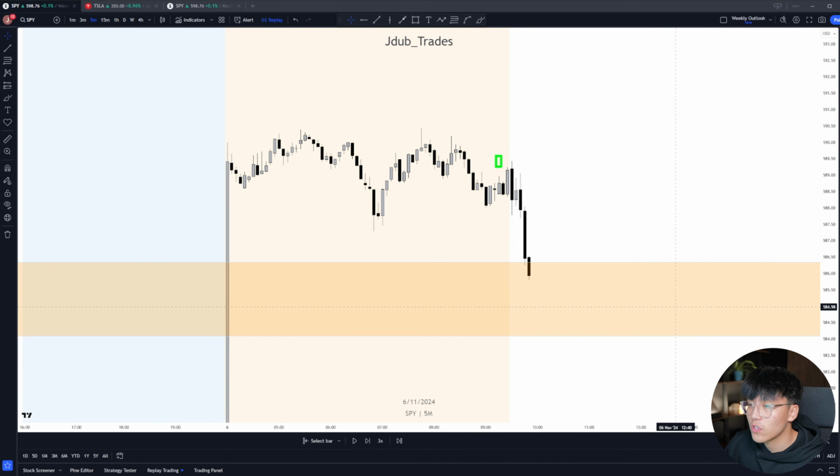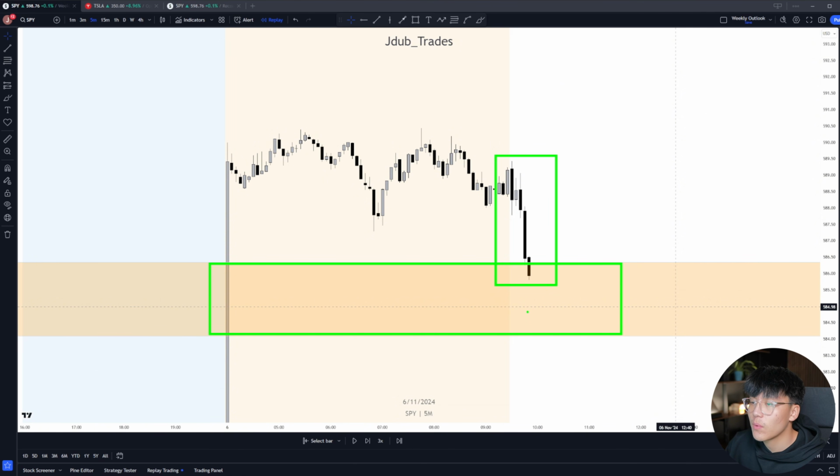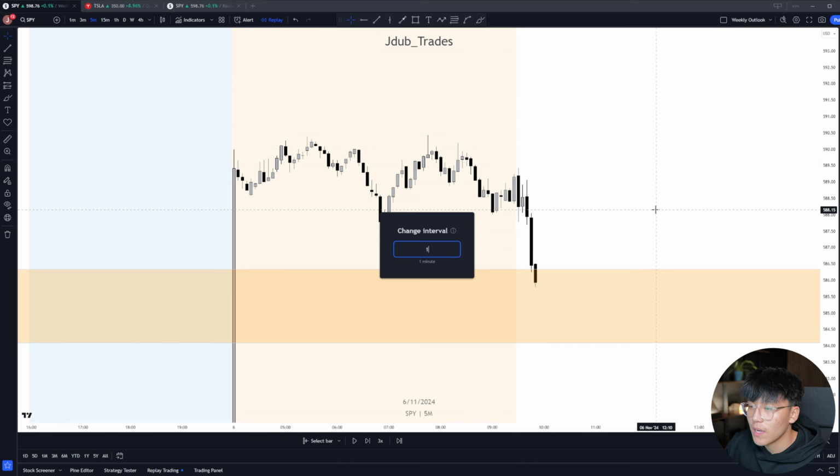Within the first 30 minutes, you can see price is now gravitating right back towards the downside. As you can see, this is going to be the exact area that we're going to be looking for that continued push back towards the upside. So now we can go into the 1-minute time frame.